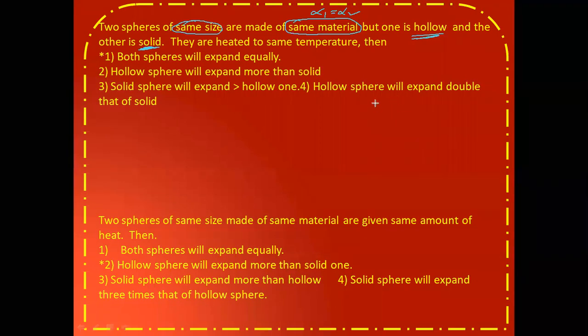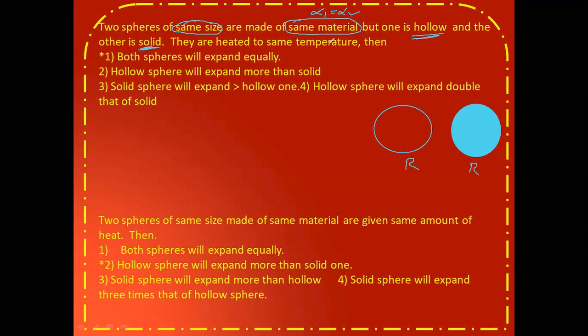So what does it mean? One is the hollow one they gave, like this. And the other one is the solid one. For the solid one, I can take it like this. So one is the solid one and the other one is the hollow one, and both of the radii are the same.